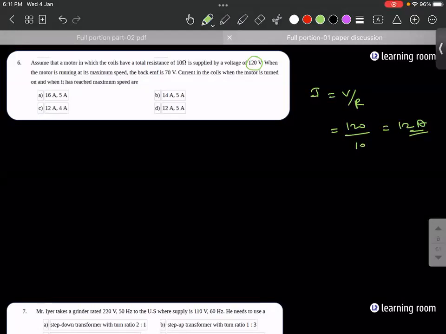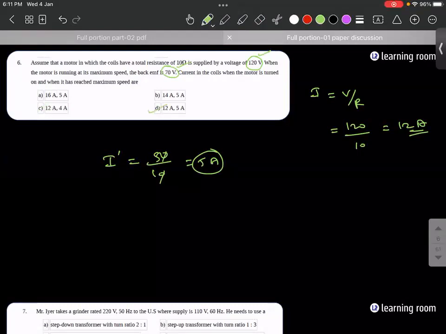Now, when it has reached maximum speed, there is a back EMF of 70. So what should I do to the value of current? I dash will be equal to, from 120, 70 is reduced. So 50 divided by 10 ohm. So answer will be 5 ampere. So the right option would be D. All right.